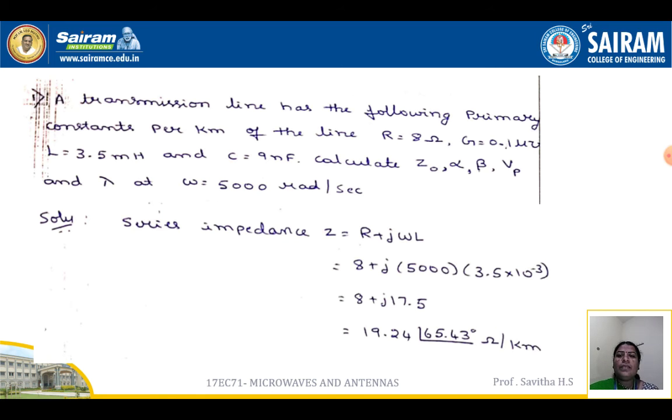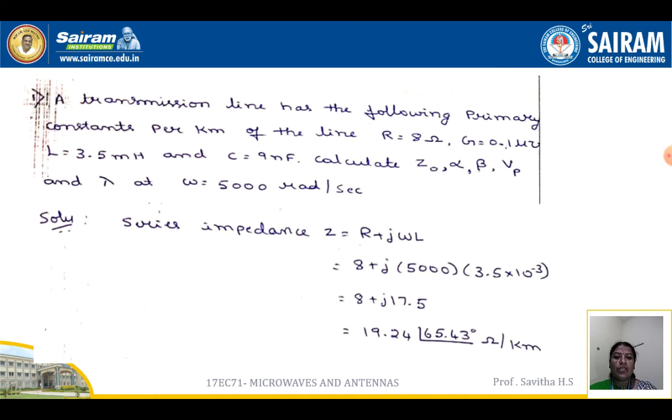So next problem: a transmission line has the following primary constants. Already I told in the previous video, the primary constants are R, L, G and C. Here, calculate the value of Z0, alpha, beta, Vp and lambda at omega equal to 5000 radians per second. Before calculating the value of Z0, I need to know the series impedance, that is Z equal to R plus j omega L. So substitute the R value, omega value and L value given in the problem.